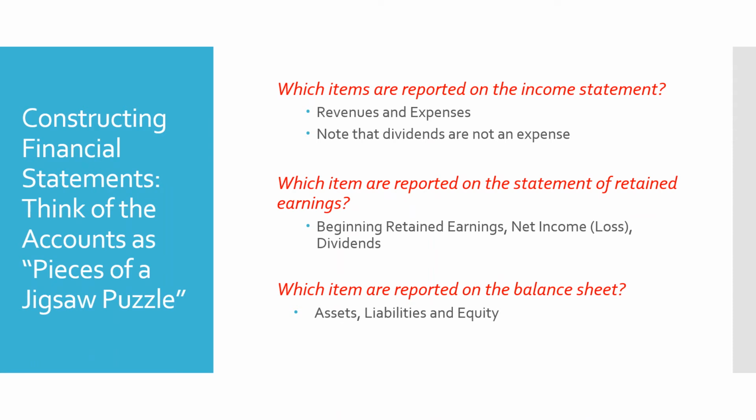So to review again, revenues and expenses are reported on the income statement. Dividends are not an expense. They are a distribution of the company's profits to the shareholders. The statement of retained earnings will report beginning retained earnings, net income or loss, and dividends if the company declared and paid them. Assets, liabilities, and equity are reported on the balance sheet.